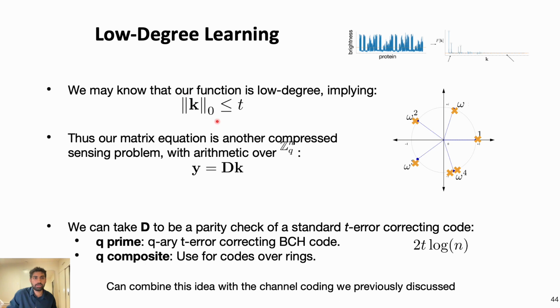If k has low Hamming weight, then this matrix equation essentially becomes another compressed sensing problem, right? We know that k is itself sparse. And so in that case, we can take the matrix D to be the parity check of some t error correcting code. If q is prime, we can just use an off-the-shelf q-ary t error correcting BCH code. And if q is not prime, then we can take a look at codes over rings. And ultimately, this mirrors what I talked about on the previous slide with channel coding. This is a type of source coding that we can implement if we know something about k. And it can further reduce the sample complexity we need to reconstruct our Fourier transform.